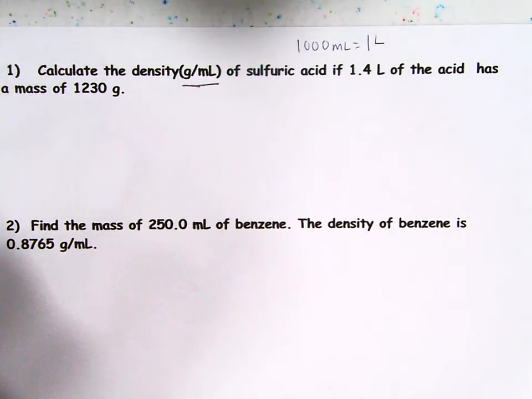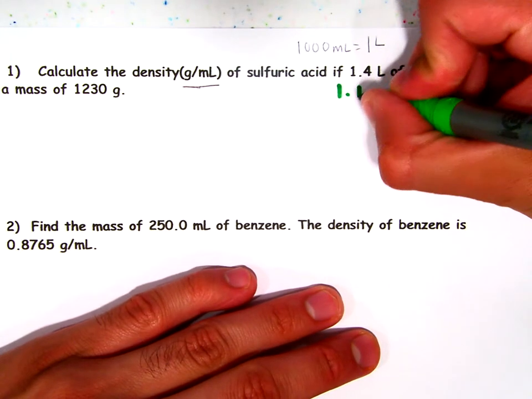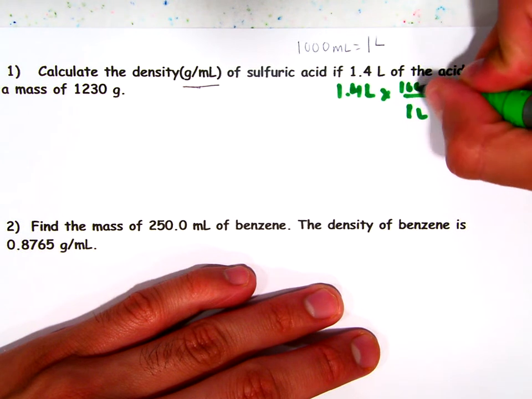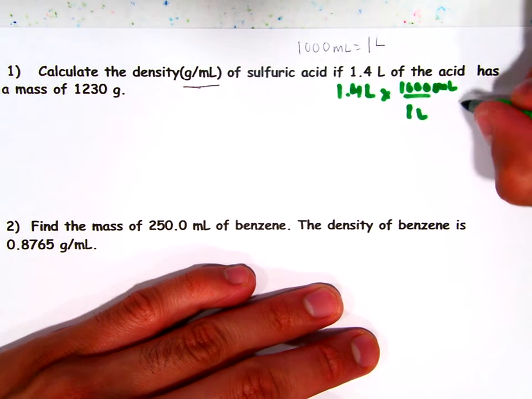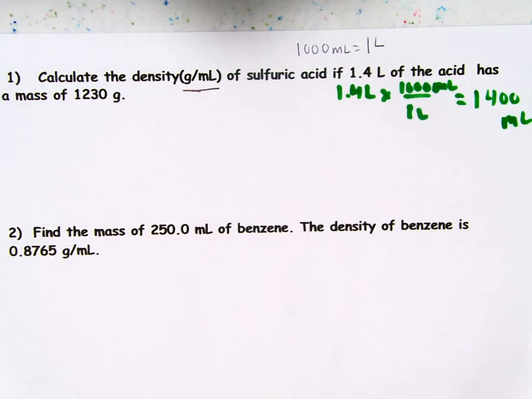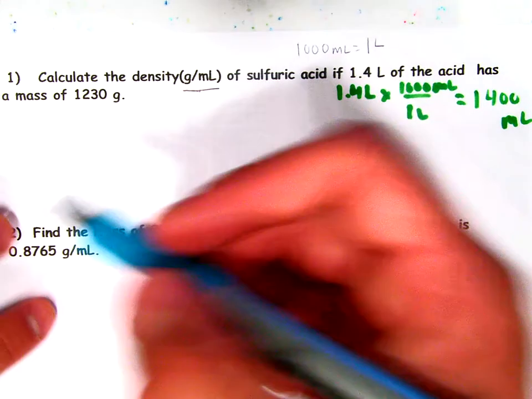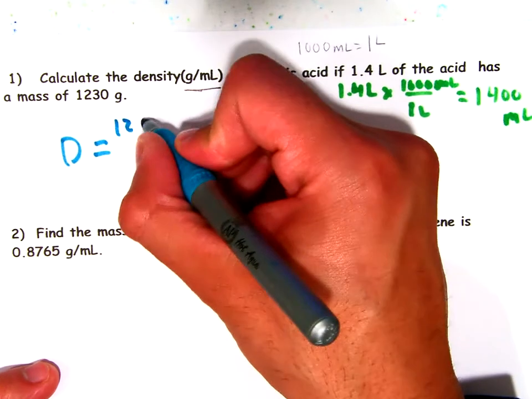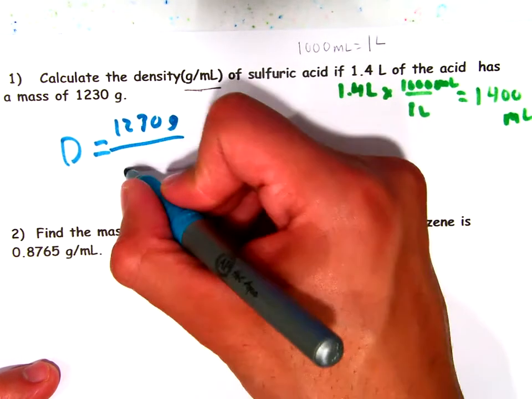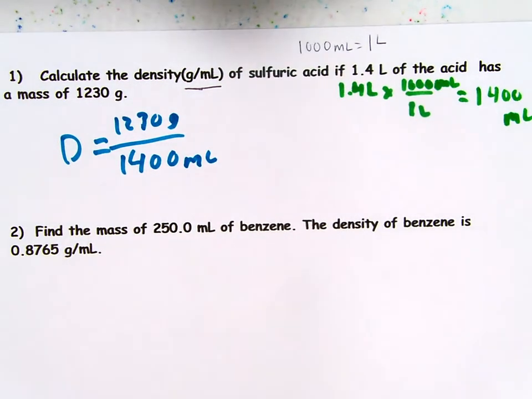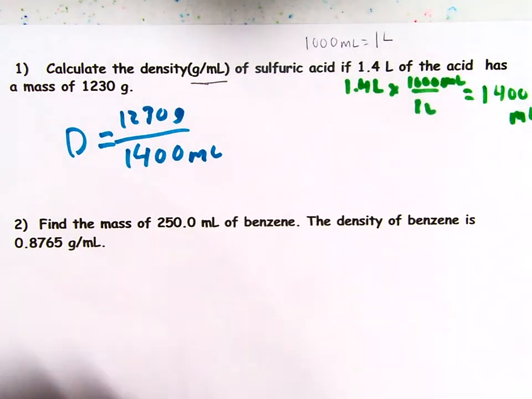So I'm going to write this here: 1.4 liters times 1 liter goes in the bottom, 1,000 milliliters goes on top, equals 1,400 milliliters. Now the rest is kind of simple. We just plug it into the equation. Density equals mass, which is 2,030 grams, divided by my volume, which is 1,400 milliliters. Then we just divide this by this, and it's going to give us our answer.